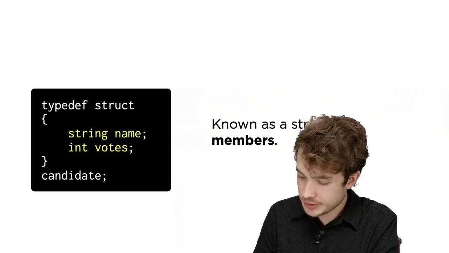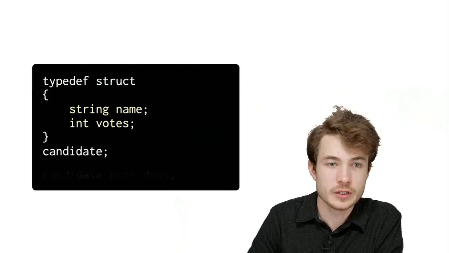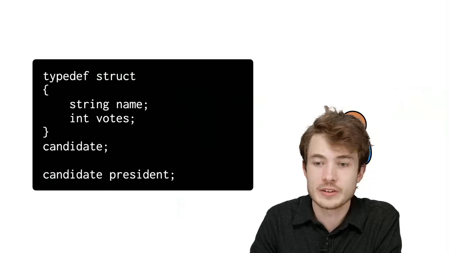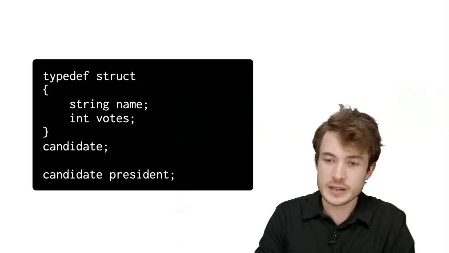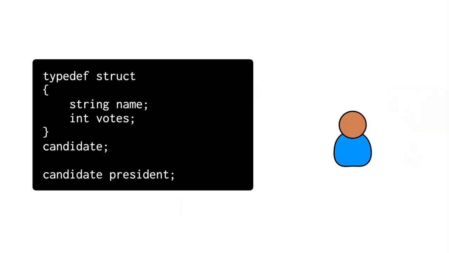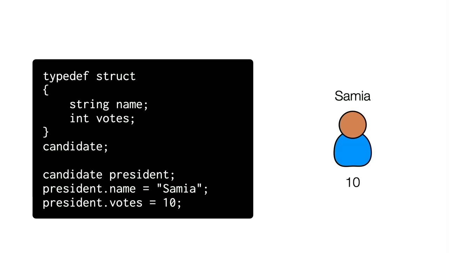So let's consider here actually making our very own candidate. So we'll go through here and say, let's create a candidate called president. And on the right-hand side, we'll have this picture of a candidate here. Now, if we want to give this candidate a name, we could do so like this. We could say president.name equals whatever name we have for them. So in this case, Samya. And now, if we want to give them some number of votes, we could say president.votes now gets the value 10.